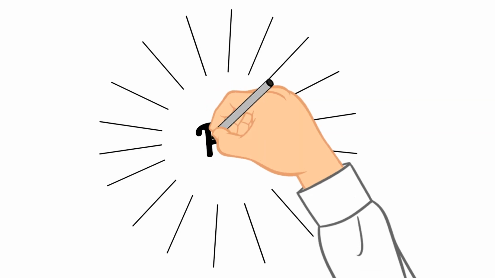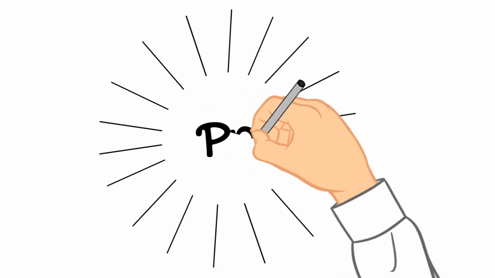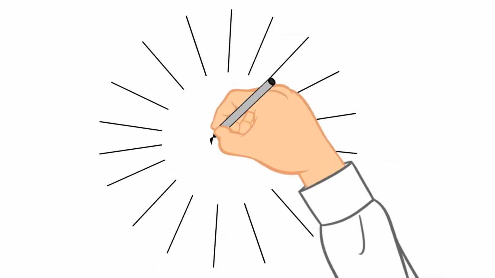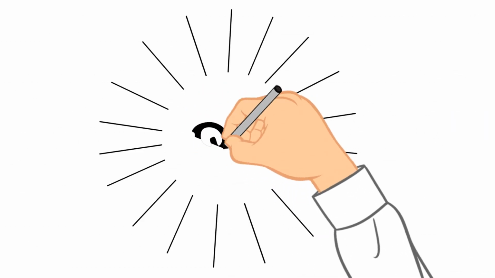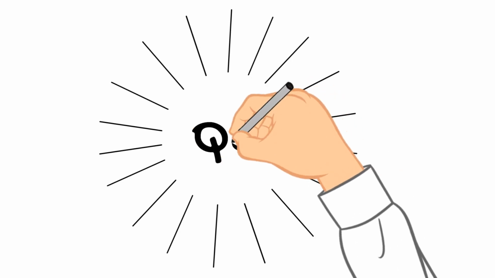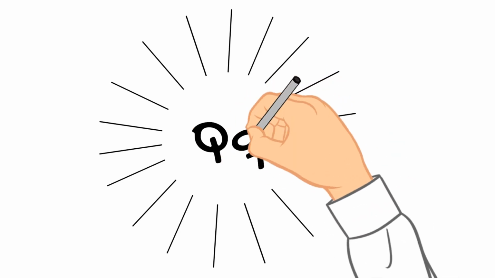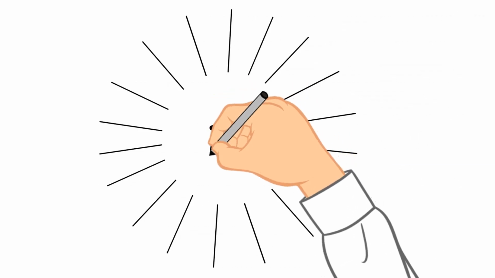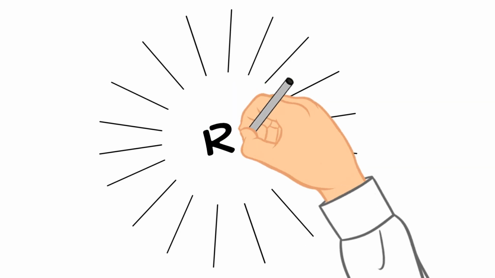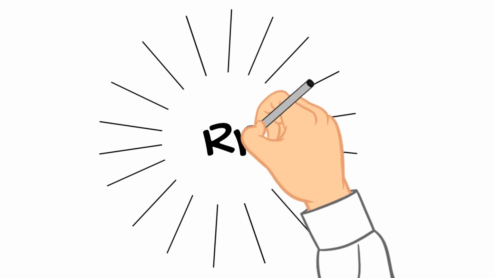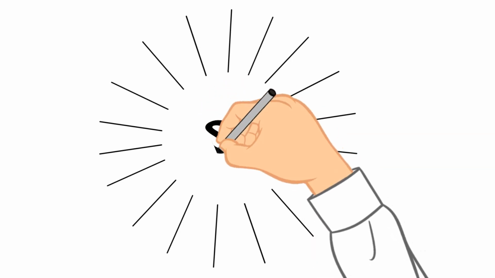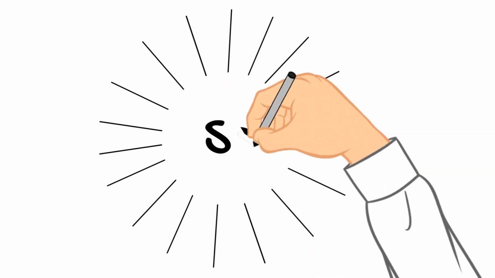P has the long sound of P and the short sound of P. Q has the short sound of Q. R has the short sound of R. S has the short sound of S.